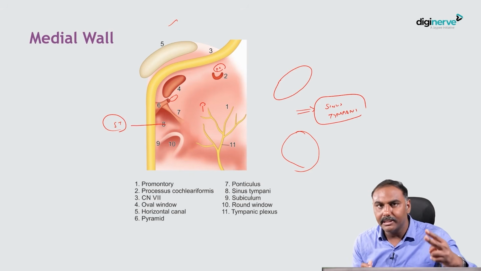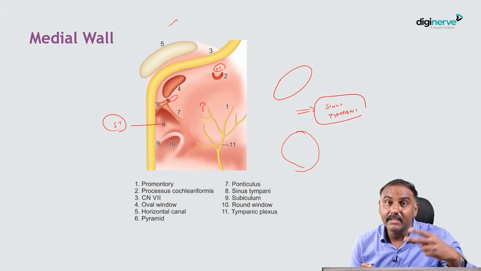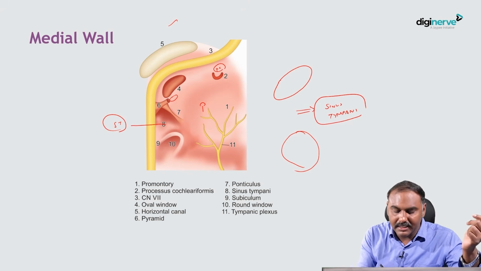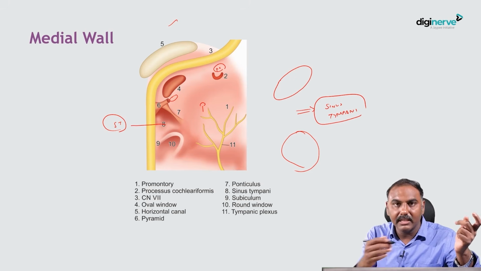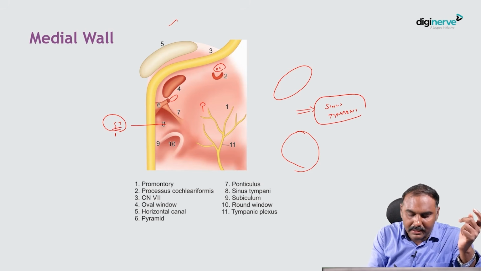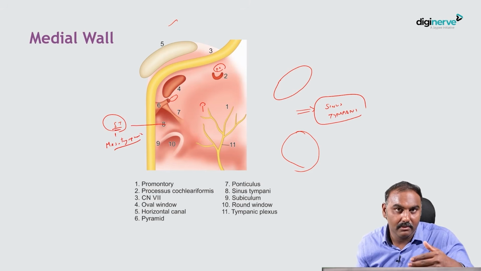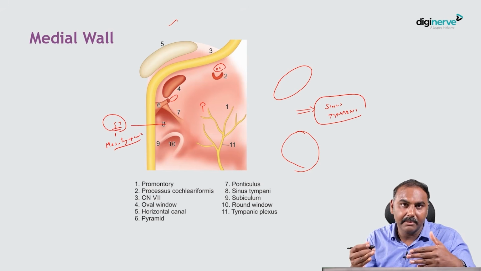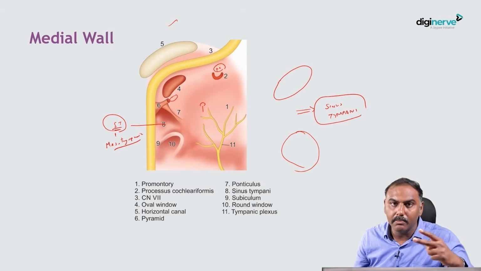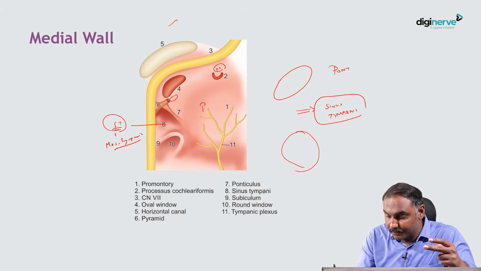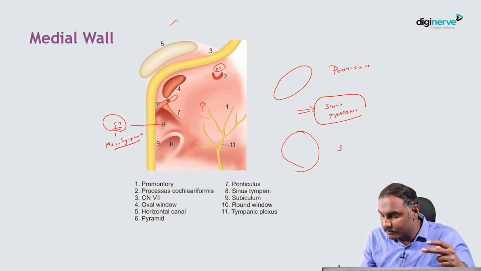Okay, and the next MCQ they will ask here is, it is seen in which space? That is epitympanum or mesotympanum or hypotympanum. It is seen in the mesotympanum, not in the epi, not in the hypo. So sinus tympani is a mesotympanic space seen in the medial wall of the middle ear. Okay, and for the boundaries of sinus tympani, I will give you two important new words here. One is called the ponticulus, the other is subiculum.